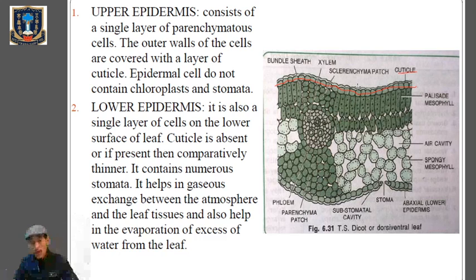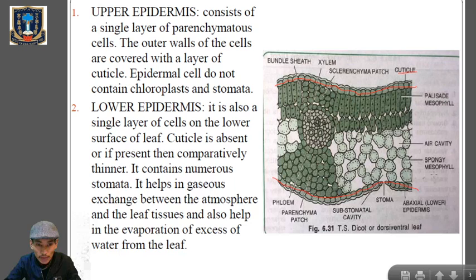Now this next part is called the lower epidermis. So now we are going to learn about this structure, which is called the lower epidermis. Clear? So it's also a single layer of cells which is present on the lower surface of the leaf. Now in the lower epidermis, I've told you that the cuticle may be present or absent, and if the cuticle is present, it will be very thin. Okay, and it contains numerous stomata. So lower epidermis contains numerous stomata.